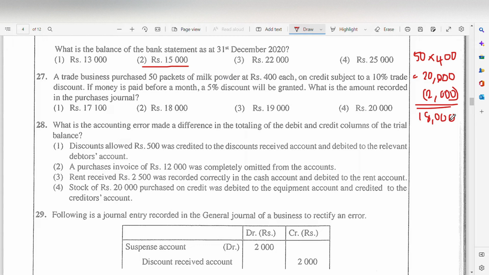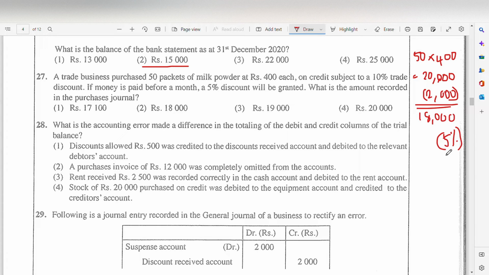The entire transaction will be at 18,000, where the 10% trade discount is not recorded anywhere. Okay, remember that. If the money is paid before a month, a 5% discount will be granted. Now, this is how much you owe to your creditor. This is a credit amount. But if you pay by cash in a month, you get a further 5% discount on this 18,000. Now that 5% discount, yes, you will record it in your books as an income.